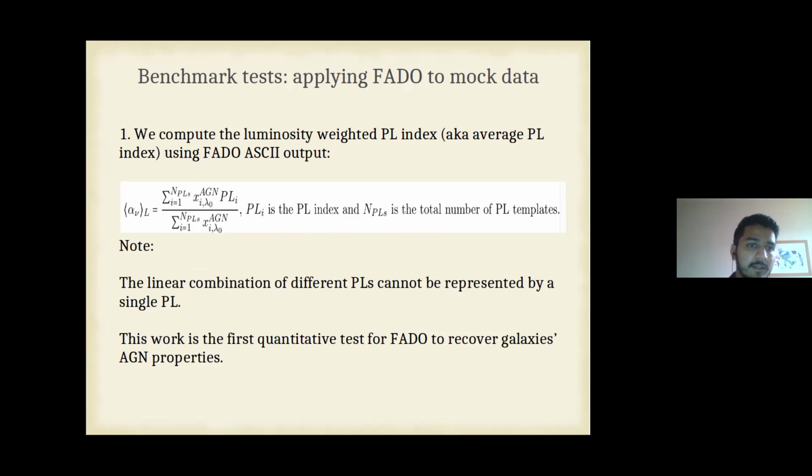One new thing which we came up with is the luminosity weighted power law index, or the average power law index, and it is calculated as follows. When we fit a Seyfert galaxy with FADO, we get light contributions from various power law models in the base. We take a weighted average over it, and that's how we calculate the average power law index, or the luminosity weighted power law index. I do agree that a linear combination of different power laws cannot be represented by a single power law, but this is the first quantitative test for FADO to recover galaxies' AGN properties.